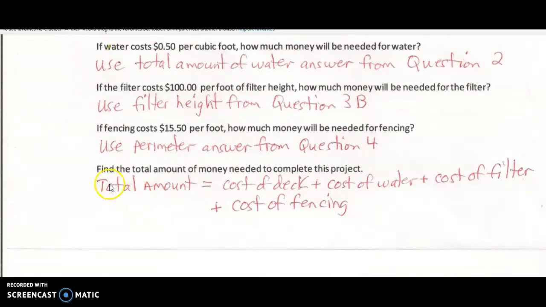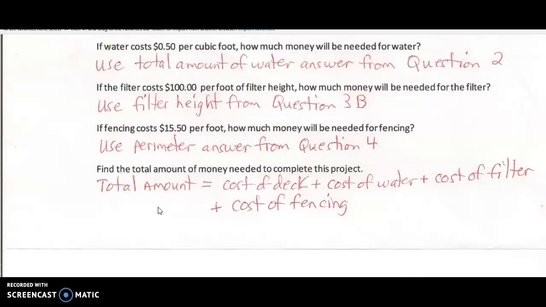And then the final question is going to be the total amount. The total amount of the project is going to be the cost of the deck, plus the cost of the water, plus the cost of the filter, plus the cost of the fencing. Once you've added all those up, then you should be able to get the correct amount of what it's going to cost you to have this deck built around your pool and enclosed within a fence.